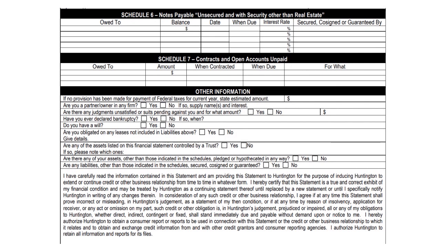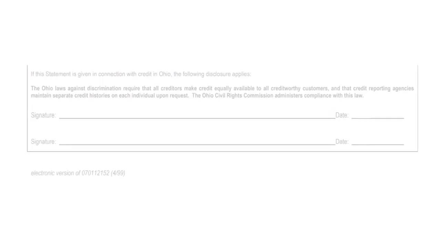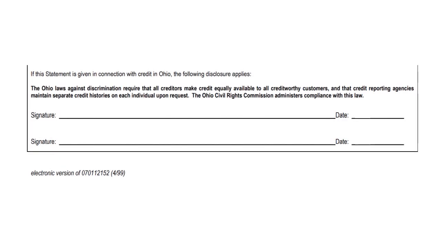Okay. And here they also say, are any of the assets listed on these financial statements controlled by a trust? So this is information, what I call ancillary information, that the bank wants to have about you. So please try to answer as truthfully as possible. And so once you do that, you just need to sign, you need to date, and that's pretty much it. Okay. And yeah, that's pretty much it.